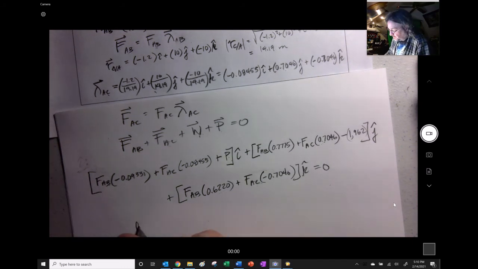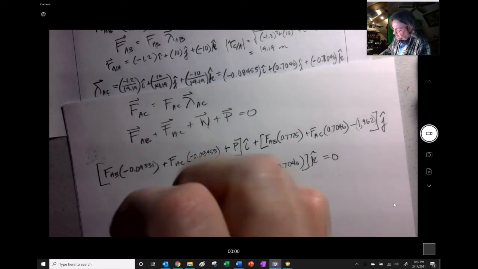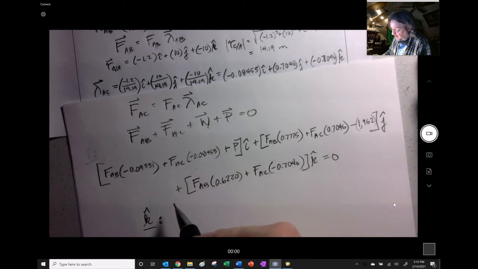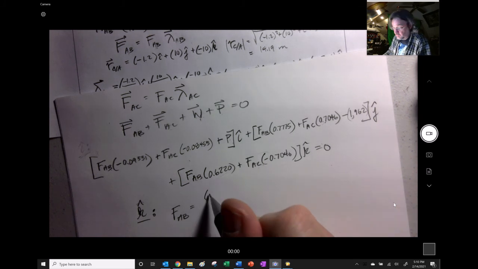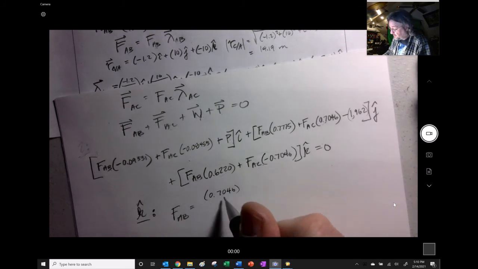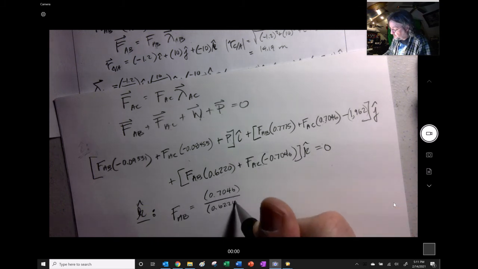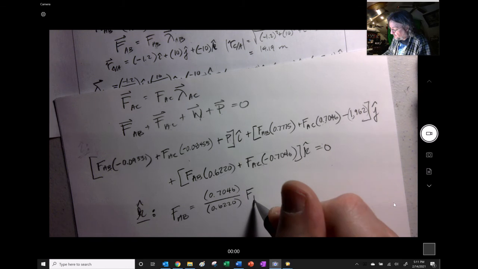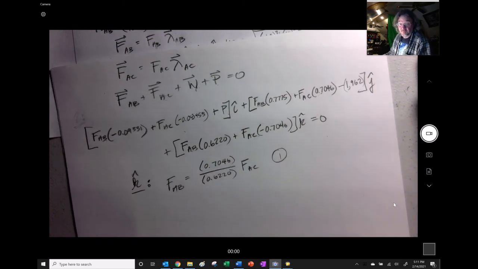And so in the K direction, I write this right here. In the K direction, we can write out FAB is equal to 0.7046 divided by 0.6220 FAC, right? I can call that equation 1.